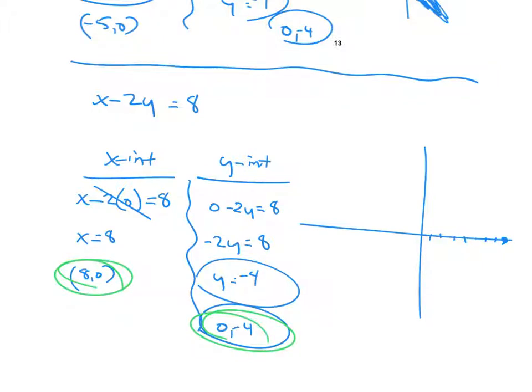So we've already plotted (8, 0). (0, negative 4) is here. And you've got your graph. So those are your x and y intercepts. That was one way we looked at it in class, was just to kind of do two columns there. One where I'm solving for the x-intercept, which means I'm substituting a 0 in for y. The other one is the y-intercept, where I'm substituting a 0 in for x.